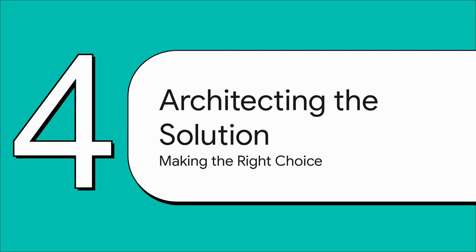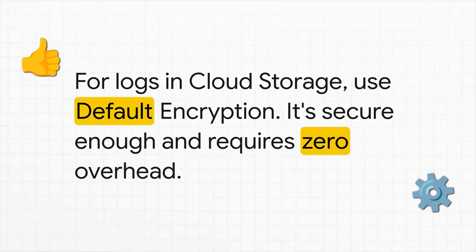All right, so now that we know the options, how does our architect actually build the solution? Remember, she's got two different types of data, so she needs to make two different decisions. First up, the logs. For the application logs going into Cloud Storage, she makes a really smart, pragmatic choice. Just stick with the default encryption. It's plenty secure for that kind of data, it ticks the boxes for baseline requirements, and best of all, it adds zero extra work for her team.